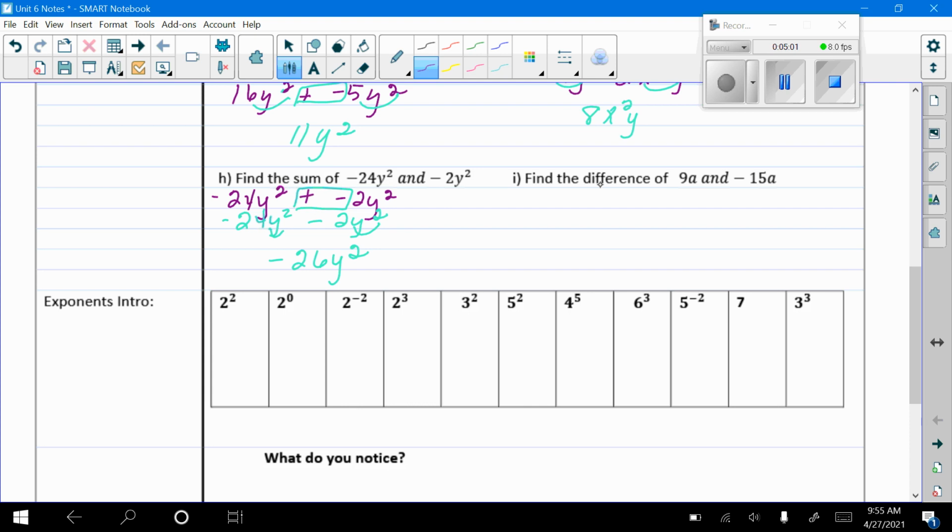Find the difference. So the difference means to subtract. So I've got 9a minus the negative 15a.